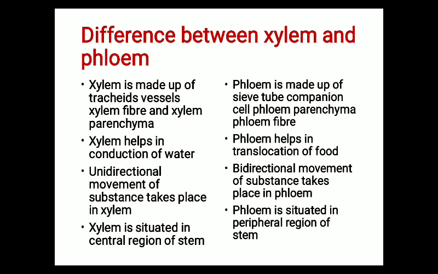Your homework question is to write the difference between xylem and phloem. Next question is to write what are the components of xylem. Third question is to write what are the components of phloem. And the last homework question is to write how the presence of vascular bundle enables the plant to grow on terrestrial surface. So this much only in this video.